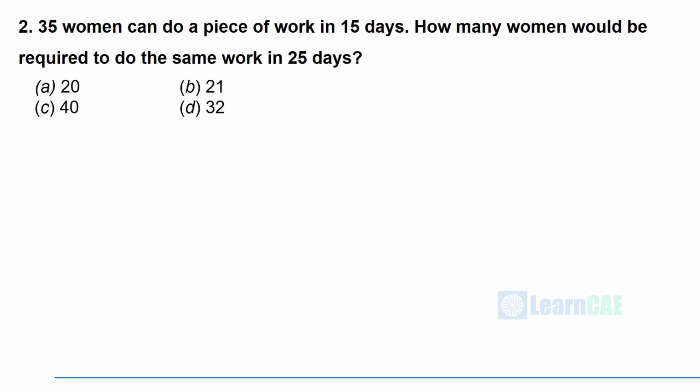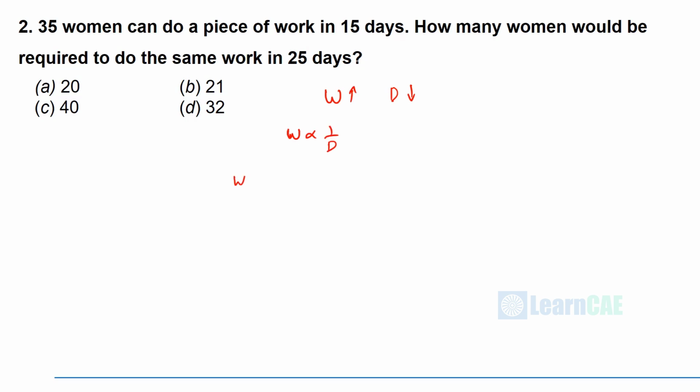Next, 35 women can do a piece of work in 15 days. How many women would it require to do the same work in 25 days? So if the number of women increases, then the number of days will come down, because more people can do it in fewer days. So here we can see W is inversely proportional to D.